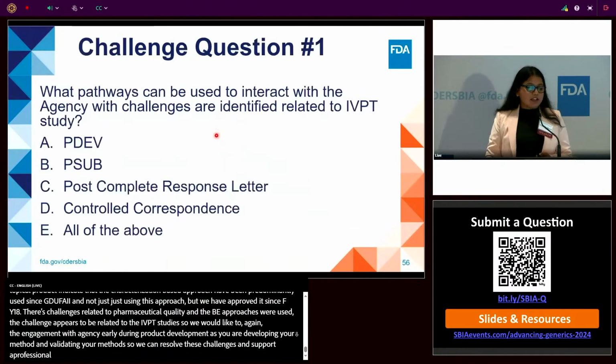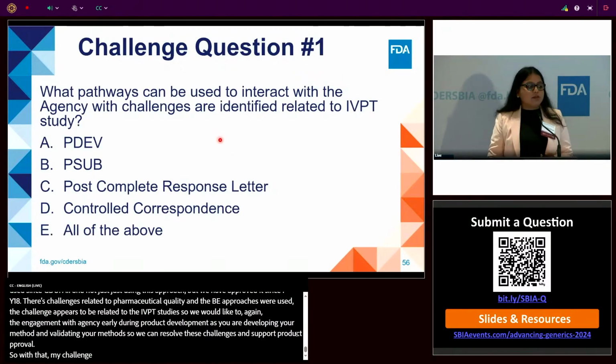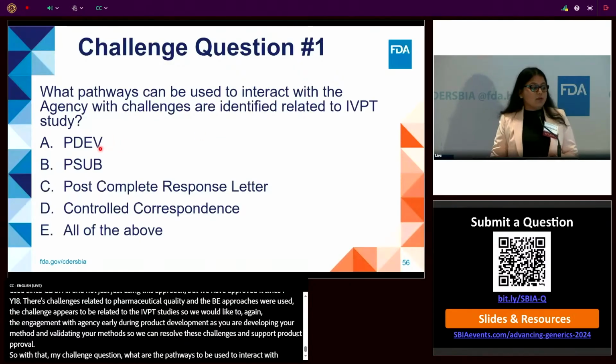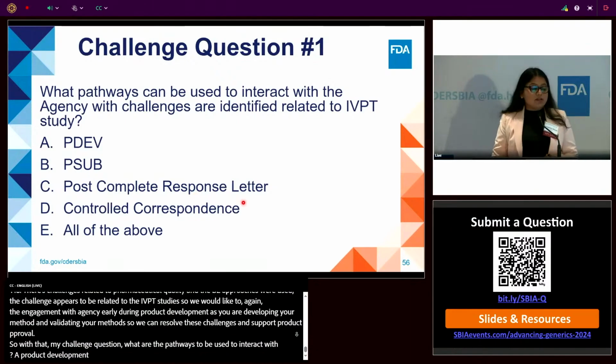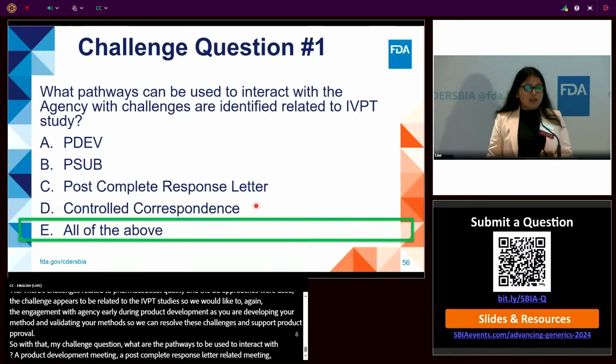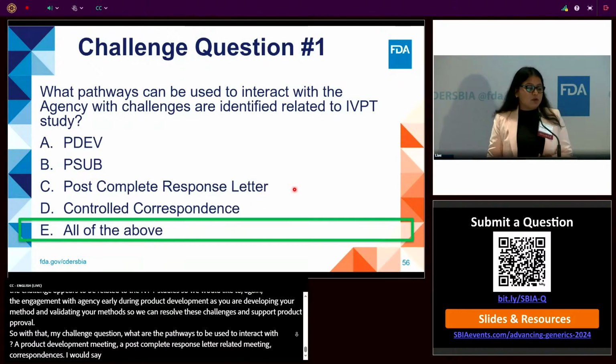So with that, my challenge question: what are the pathways that can be used to interact with agency? A product development meeting, a pre-submission meeting, a post-complete response letter related meeting, controlled correspondences. I would say you can use all of the above, whichever seems most appropriate for your specific question.